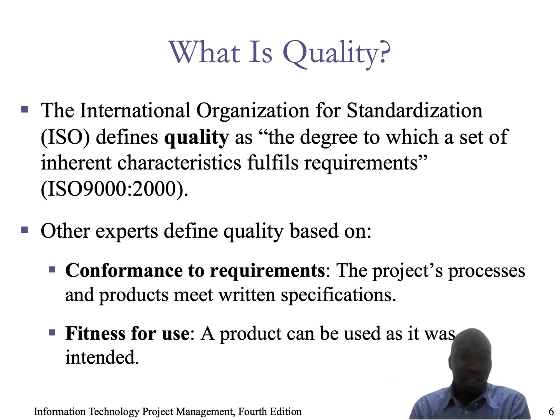ISO is a body that is responsible for ensuring quality of products and services. It is a standard organization. That is why it is called the International Organization for Standardization. Other experts define quality based on conformance to requirements. Some define quality based on fitness for use. Once a product is fit for use for them, that is what they base the quality definition on. If a product can be used as it was intended, then it means it has met the quality. So some can say the project's processes and products meet written specifications, which is not my ideal.